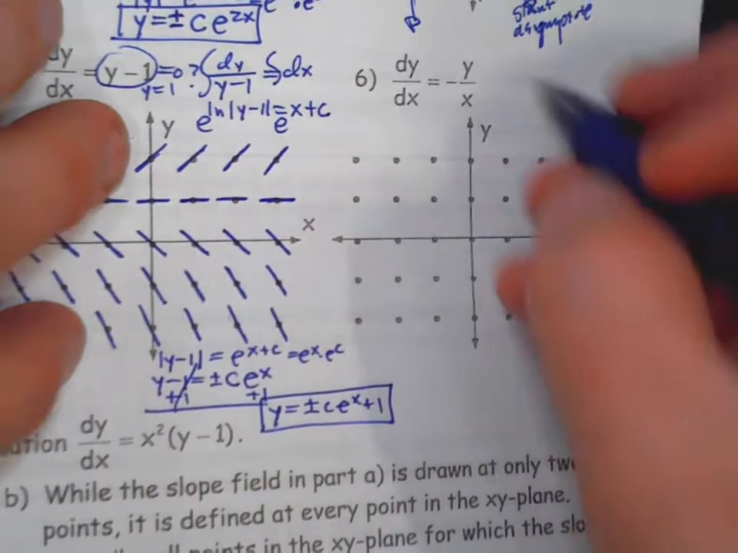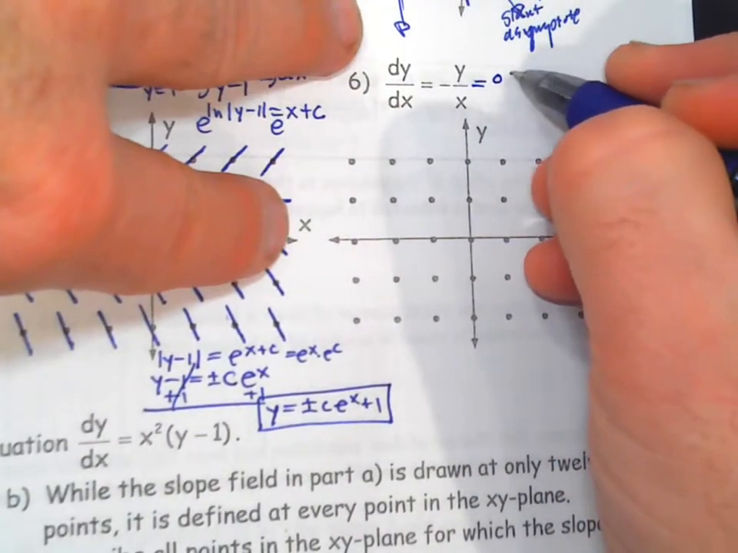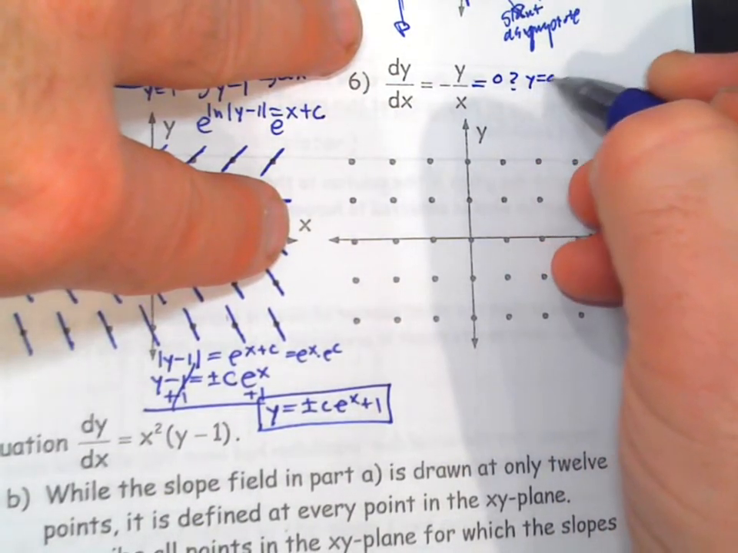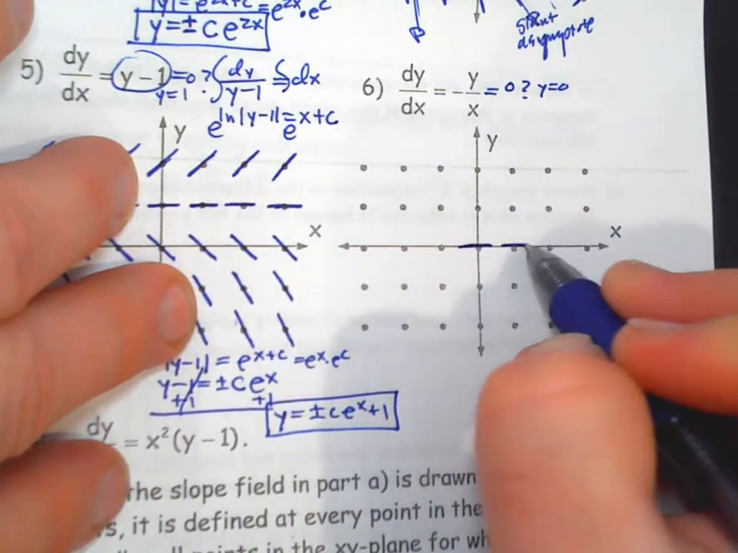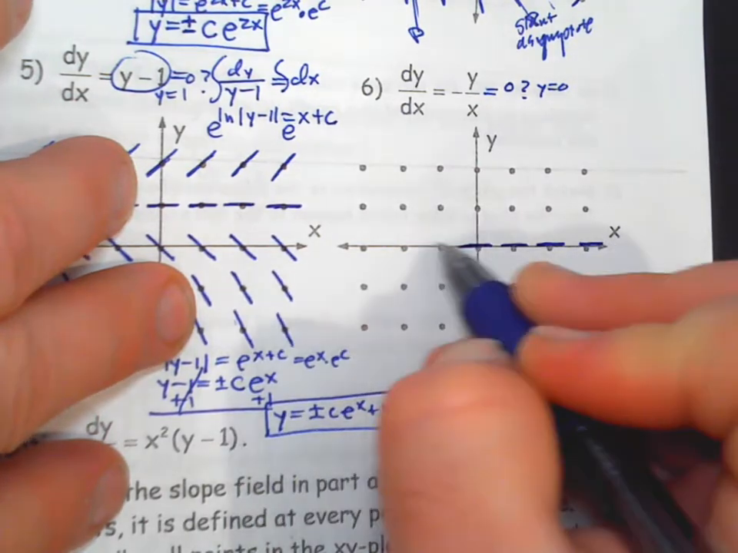Okay, next one. Where does it equal 0? Well, that would be when the numerator equals 0, right? So when y equals 0, that's all along the x-axis, so you get 0 slopes. Make them stand out.